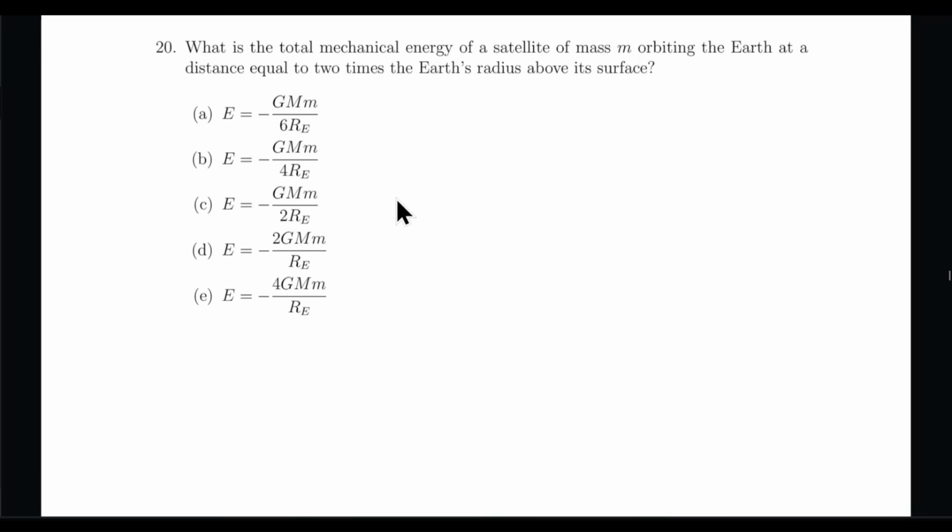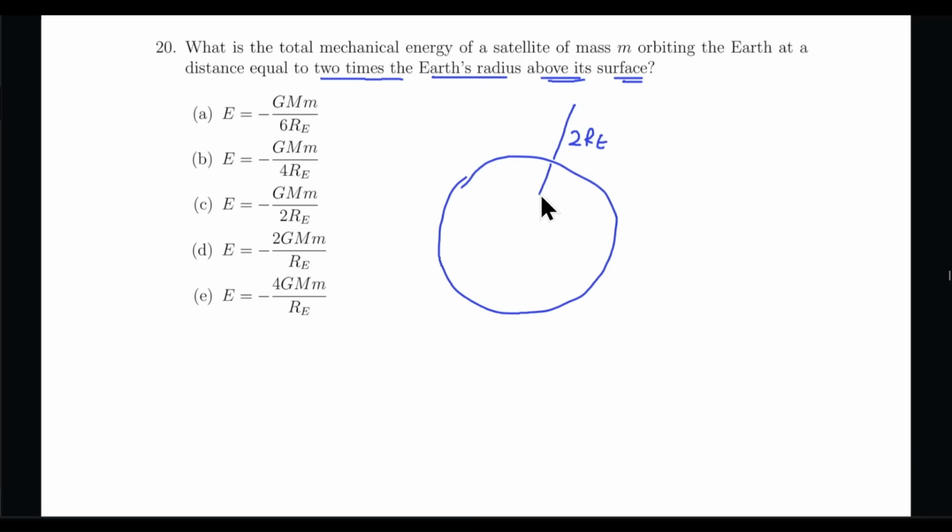Okay, what is the total mechanical energy of a satellite of mass m orbiting Earth at a distance equal to 2 times the Earth's radius above its surface? Be very careful: 2 times Earth's radius above the surface. Above the surface would mean that this is 2 RE and this is already RE. So be careful, the total distance will be 3 RE.